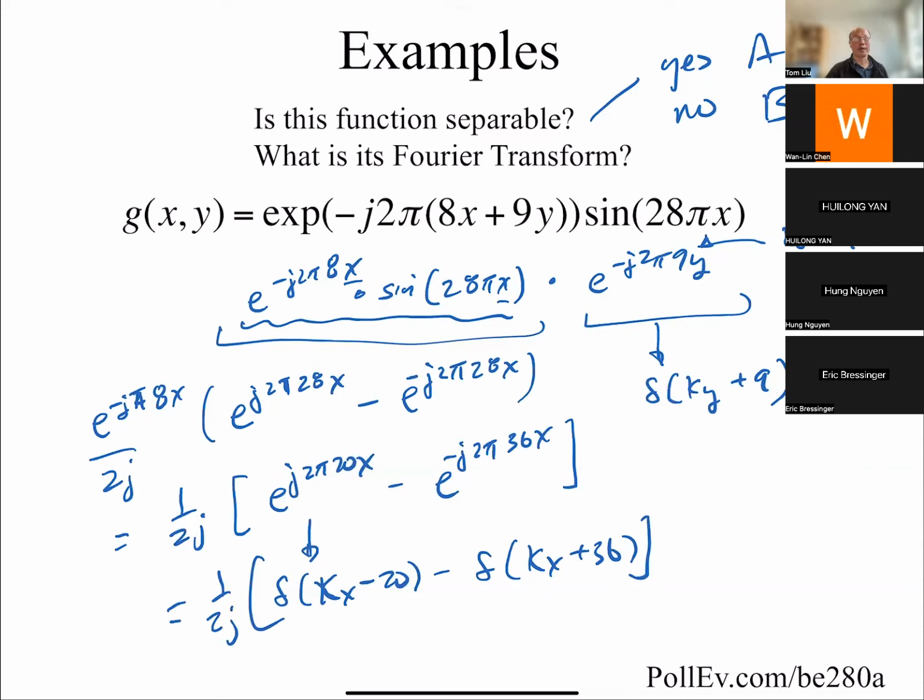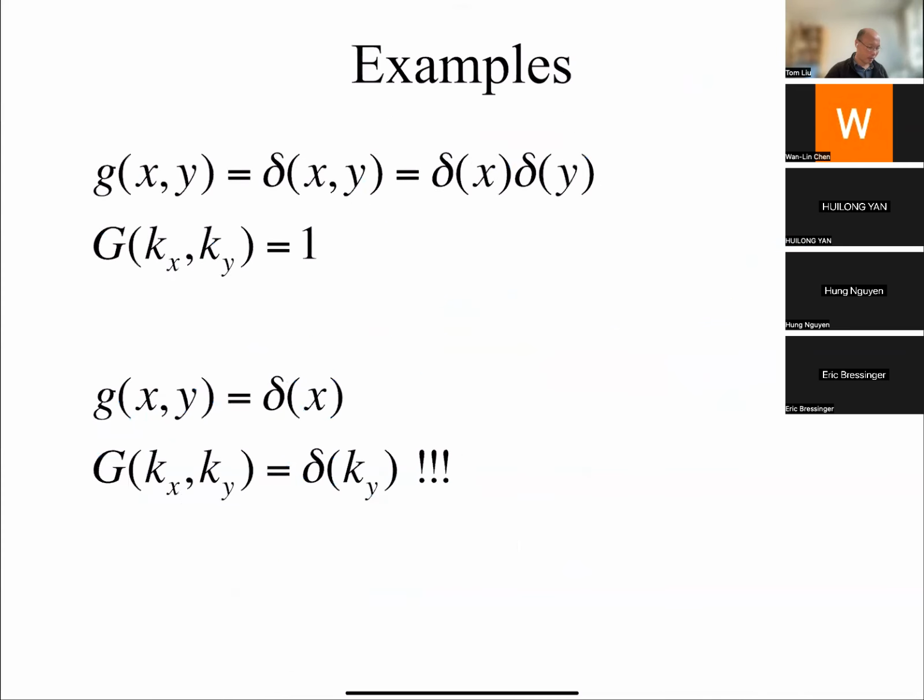All right, so that's just applying what we just did. That's an example of how you can take a function that looks complicated and boil it down to these very simple delta functions, because we know complex exponentials go to delta functions. So that's a good thing to work through on your own. And here's some other examples that are fairly easy.